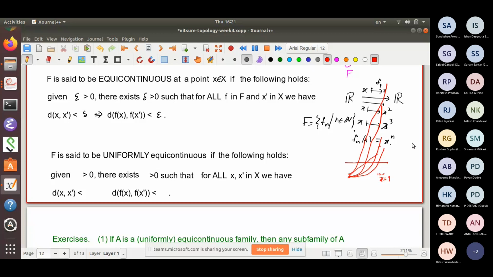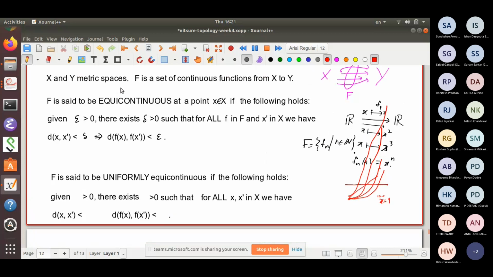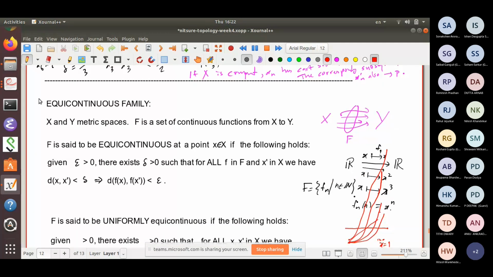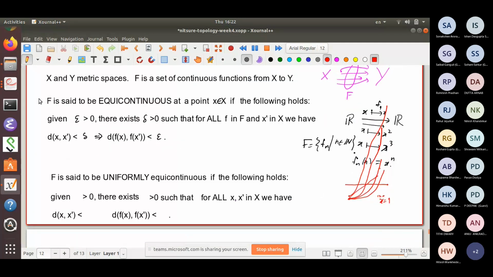So this is not equicontinuous because the delta I get depends on f. So it's as if saying that it's kind of uniformly continuous in the functions. Instead of uniformly continuous in the domain, this is uniformly continuous in the function. It's a kind of uniform continuity where you are varying the function. So you understood the definition of equicontinuous. Any questions on equicontinuous?